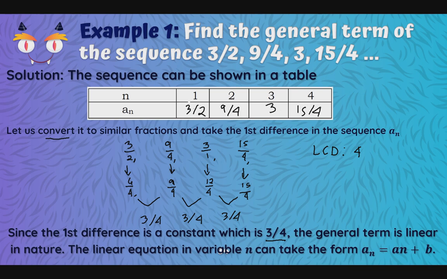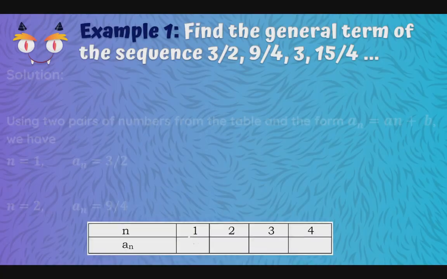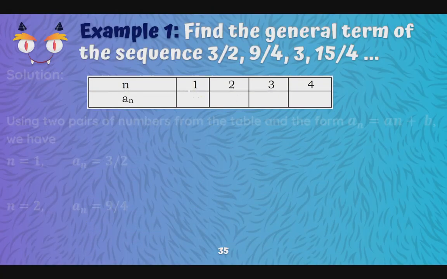So since it is constant, the general term is linear in nature. And because it is linear in nature, we can use this formula or equation: a sub n is equal to a times n plus b. Now, let us proceed to our next part.